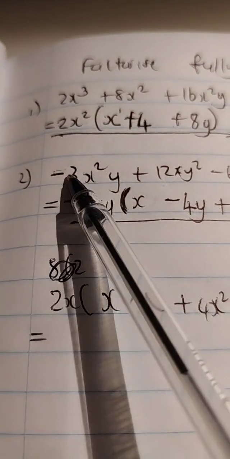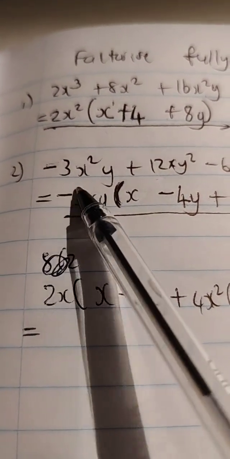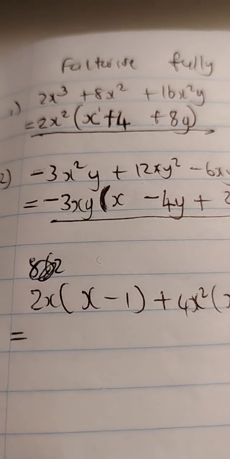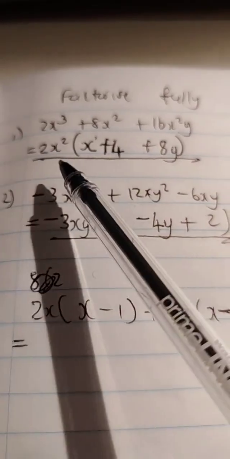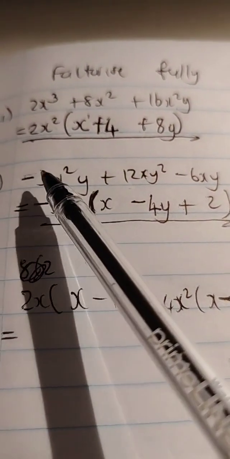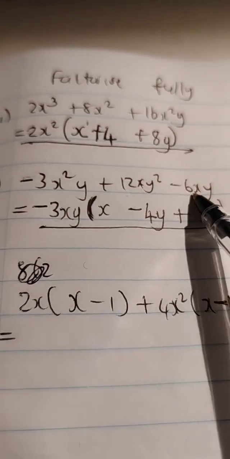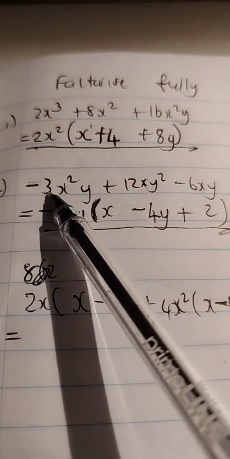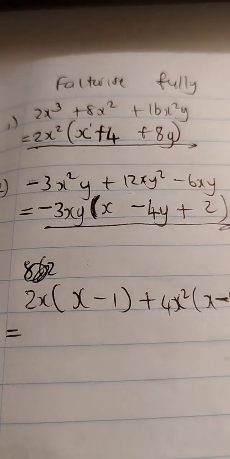Is there a highest common factor according to the sign, number, letter? We look at our first term. Our first term has a negative sign, so we take out the negative sign as a highest common factor. We then move on to number. Highest common factor number between who? 3, 12, and 6. I don't have to worry about the sign anymore because that's sorted. I'm looking at 3, 12, and 6.